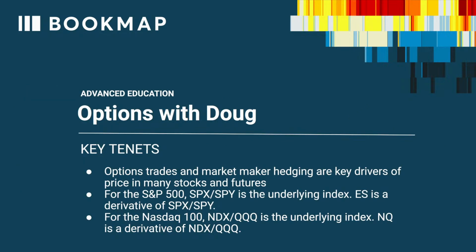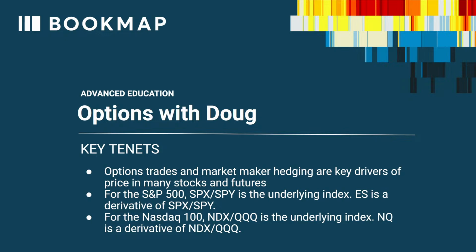Here are the key tenets to my approach for trading. This is the basis of my approach. I believe that options trades and market maker hedging activity are key drivers of price in many stocks and futures, and certainly in the large cap tech stocks like the Magnificent Seven, as well as the equity index futures like the S&P 500 and the NASDAQ 100. For the S&P 500, SPX is the underlying index, SPY is the ETF version of that index, and the ES futures contract is a derivative of SPX. When traders buy and sell puts and calls in SPX and SPY, market makers take the opposite side of those trades and hedge their delta exposure with ES futures.